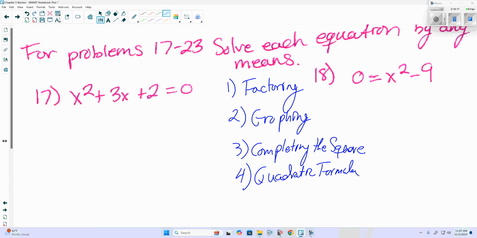You can solve it by other ways, but there are points assigned for doing it by the correct method. And there are points assigned for getting the correct answer. So if you do it by a method other than the one specified, you will get the points for getting it right.